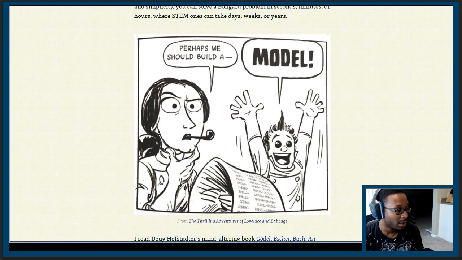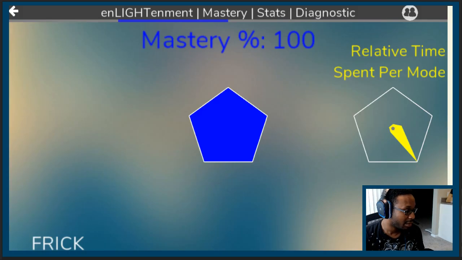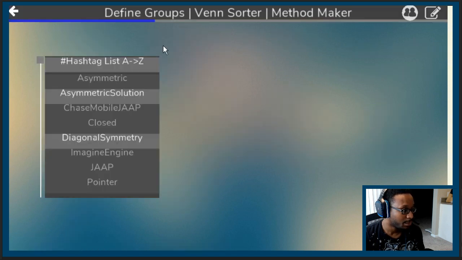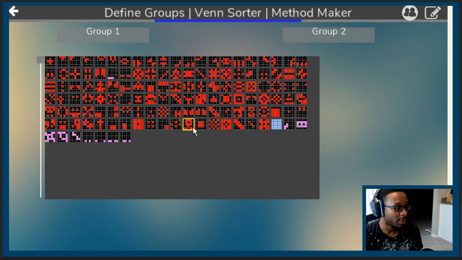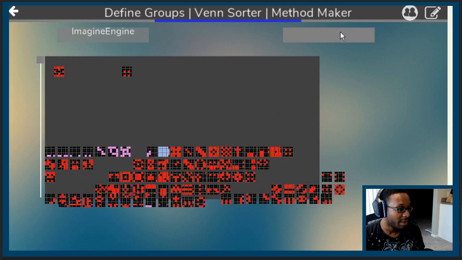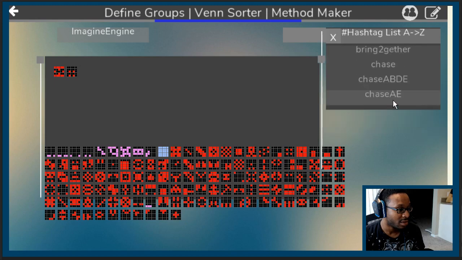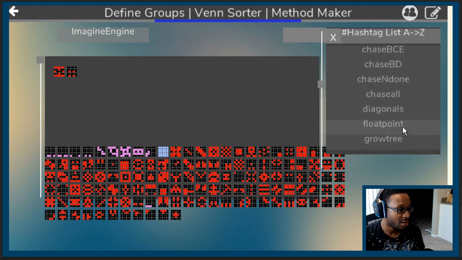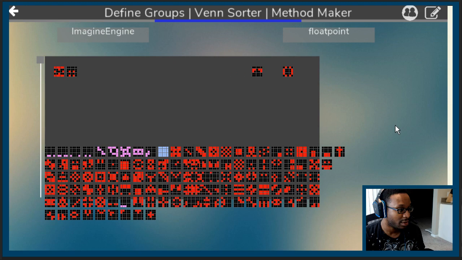So, you know, building a model. Like I demonstrated before, it's kind of like with this sorter that I gave you. It's kind of like a Bongard problem. But whenever you make your groups like this, let's see, the Imagine Engine versus flow point, right?